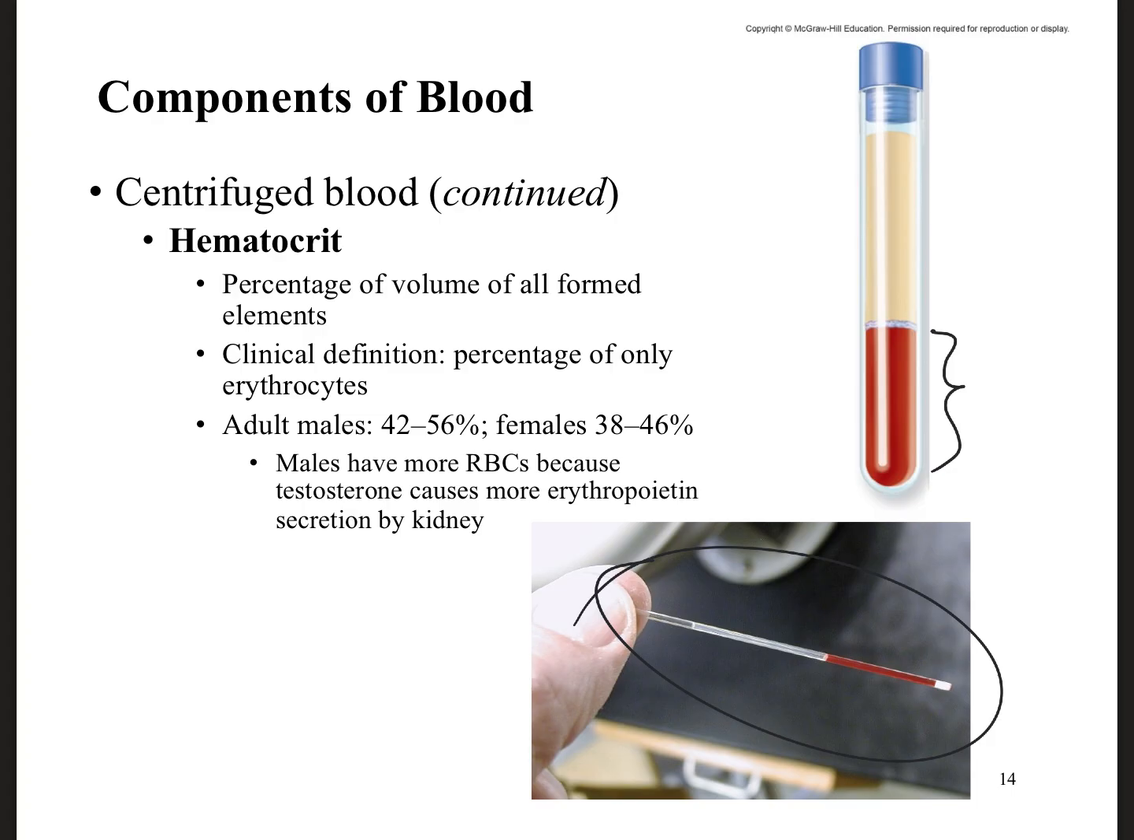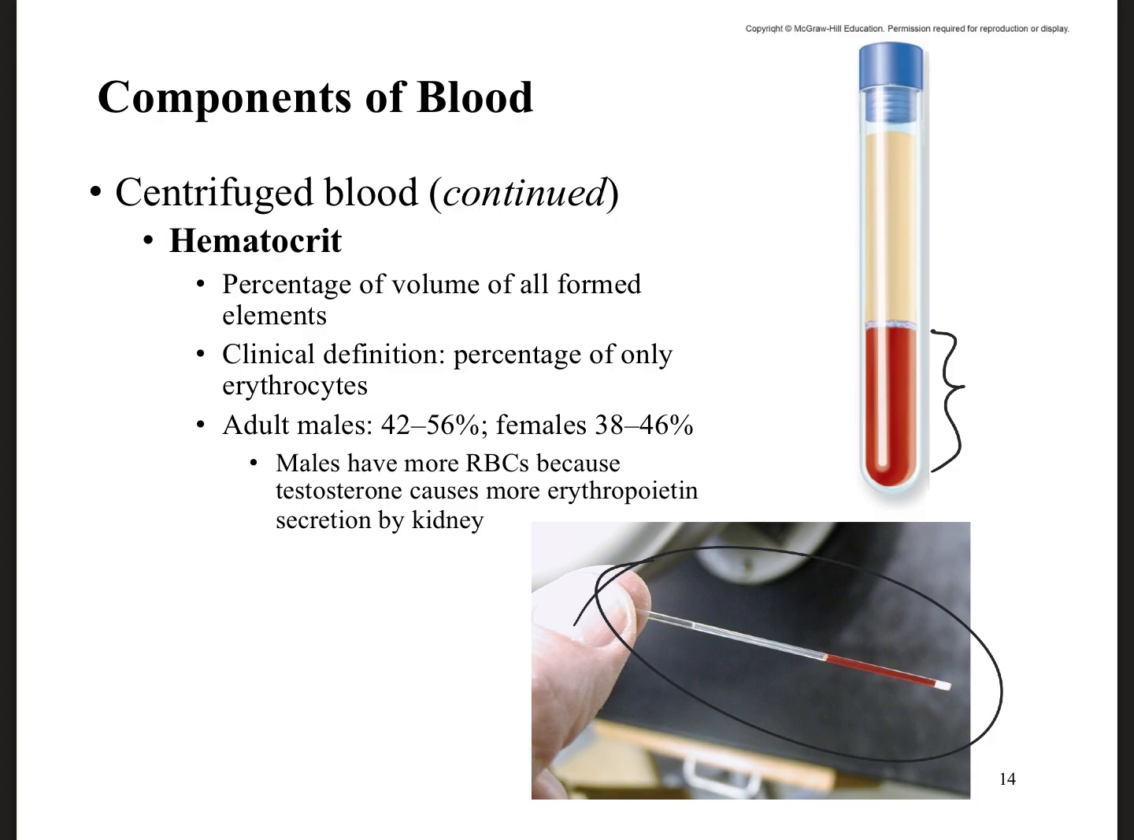So your hematocrit is the percentage of all the formed elements. Technically, clinically, it's the percentage of only the red blood cells, right? And so you did this in lab, you measured the full length, the full volume of the total blood sample, right?